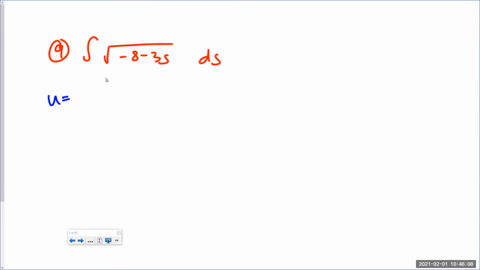Okay, so this problem, first of all, when you have a square root, guys, what do you always do first? Change it. Okay, so let me change this. Negative 8 minus 3s raised to the 1/2 ds.